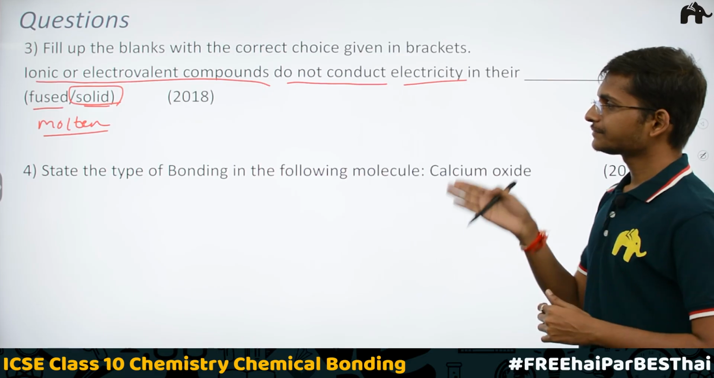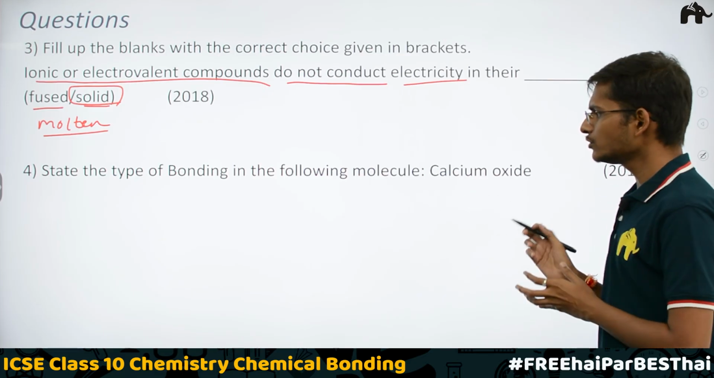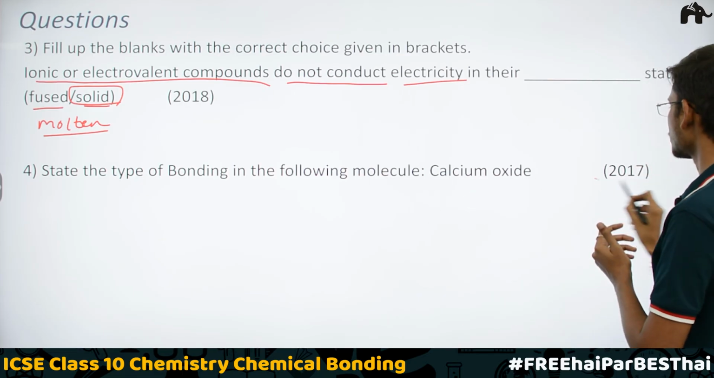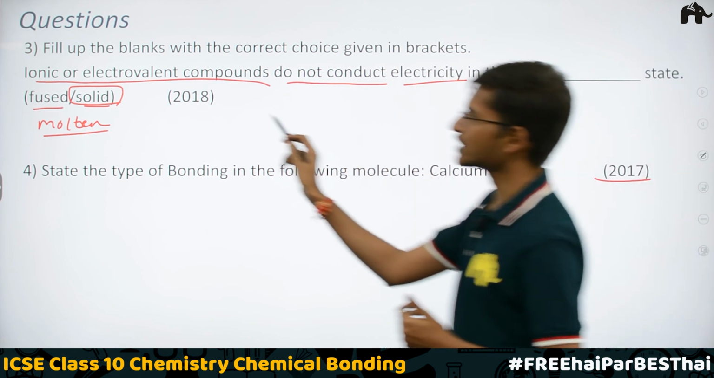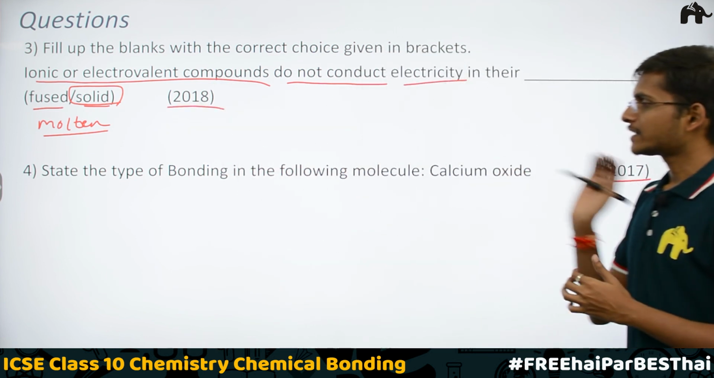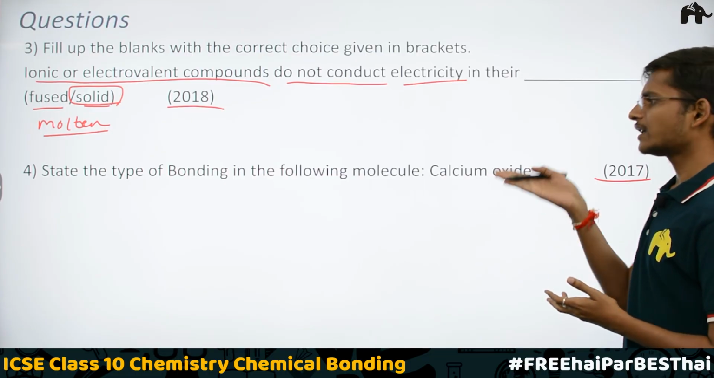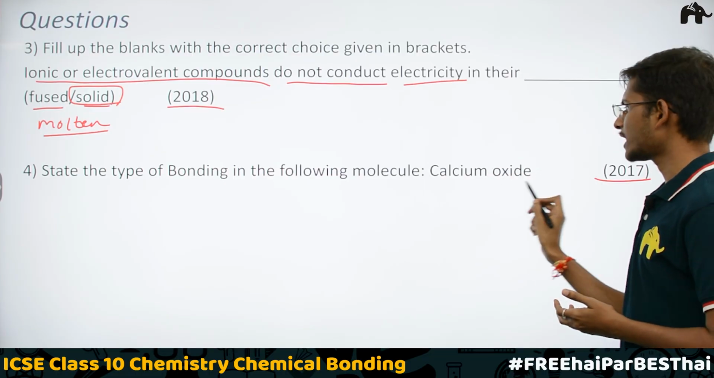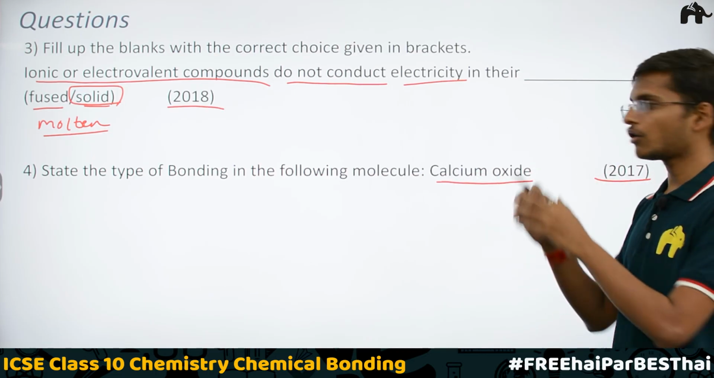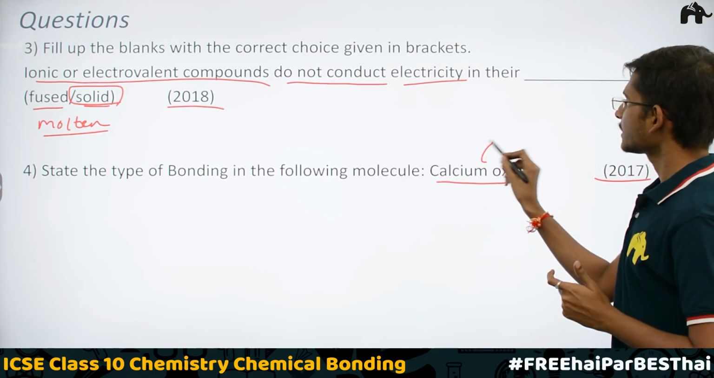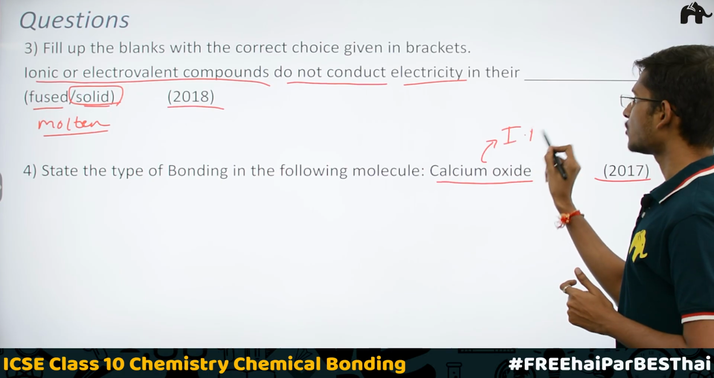Then state the type of bonding in the following molecule: calcium oxide. This was asked in your 2017 examination. The previous question was asked in 2018. So this kind of simple question is also asked. Calcium oxide, we have already studied it all, the Ramayana and Mahabharata. So calcium oxide has ionic bonding, right?